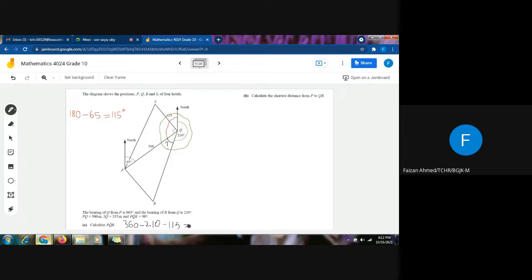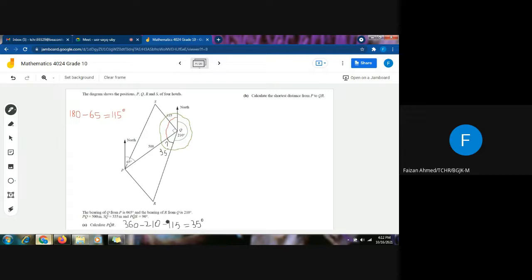So I will just need the help of my calculator. 360 minus 210, and the answer is 150. Again, I will subtract 115 from it, so I am getting an angle of 35. So this small angle, this angle PQR, is turning out to be 35 degrees, and I just use the concept of a complete angle at a point, which is equal to 360, plus the supplementary angle concept.